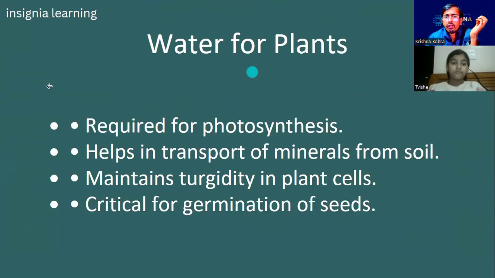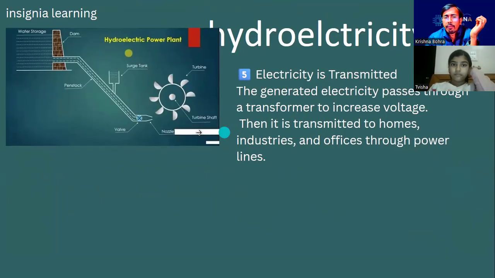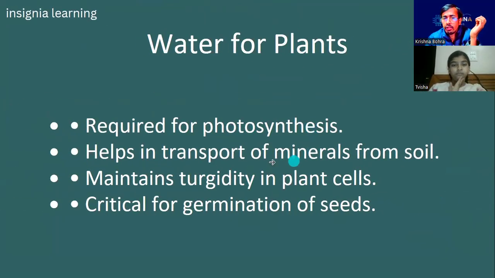We understood water for the plant: for photosynthesis, transport of minerals from the soil, maintaining turgidity in the plant cell, and critical for the germination of seeds. We know when we soak some seeds, they germinate, and a new baby shoot comes out. Turgidity is the water availability in one particular cell. If it is full of water, then we call it turgid.